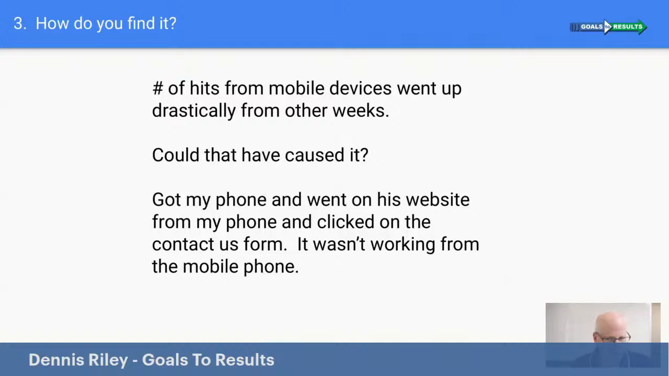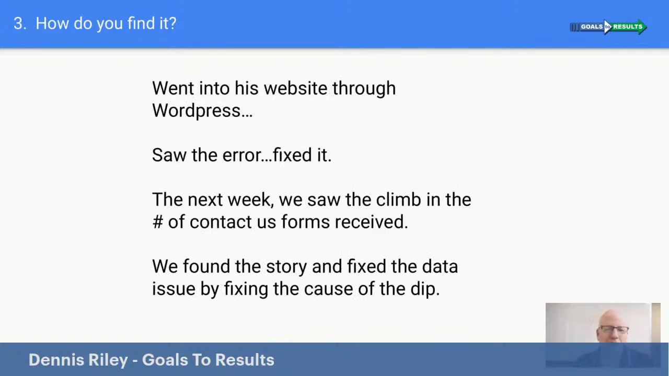Okay, that's interesting. Could that have caused it? So what I did is I got my phone. I went right to his website on my phone. I clicked on the contact us form, and it wasn't working properly. Boom. We found out what the problem was. Then we went to his website through WordPress, logged in, used his credentials, saw the error, fixed it. The next week, the client's contact forms went right back up.